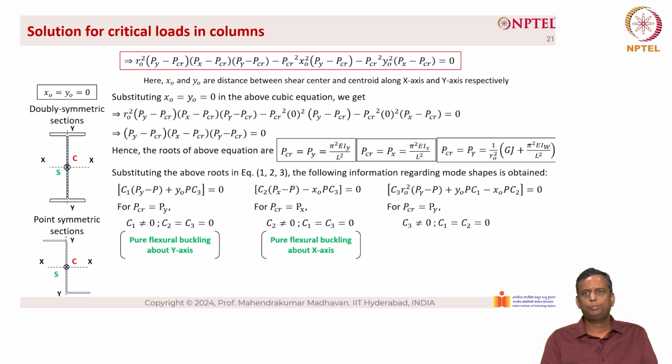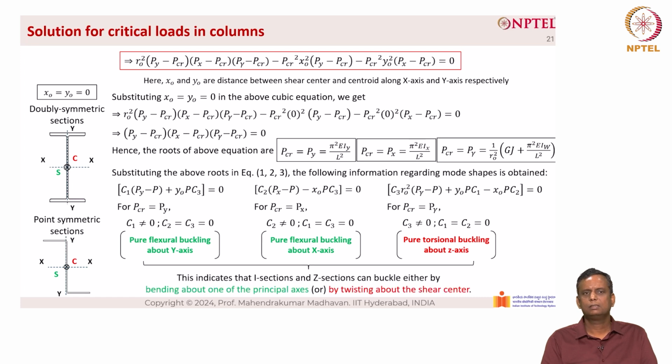For Pcr equal to P gamma, C3 cannot be 0, and hence C1 and C2 must be 0 in order to satisfy the above equation. So this represents pure torsional buckling about the z-axis. So this indicates that I sections and Z sections can either buckle by bending about one of the principal axes or twisting about the shear center.